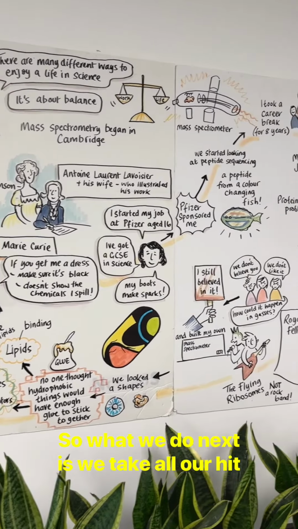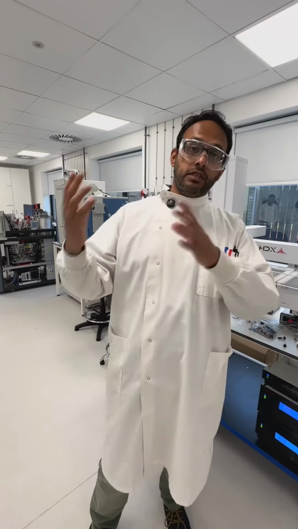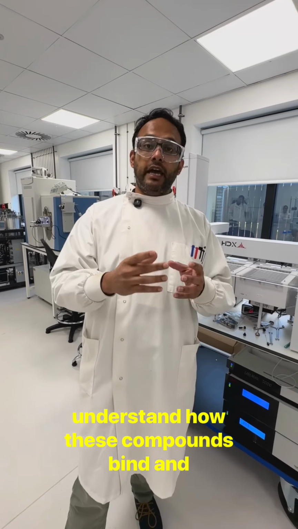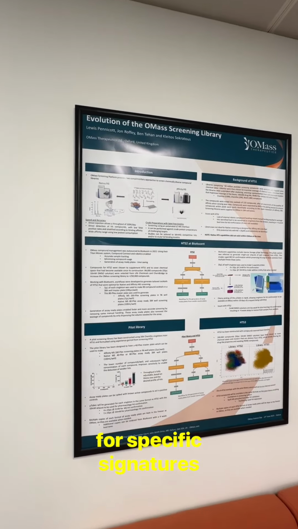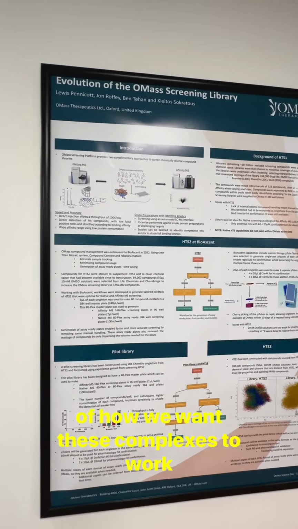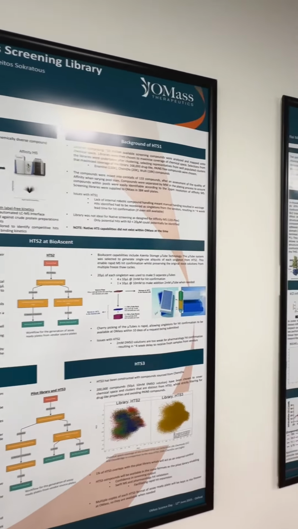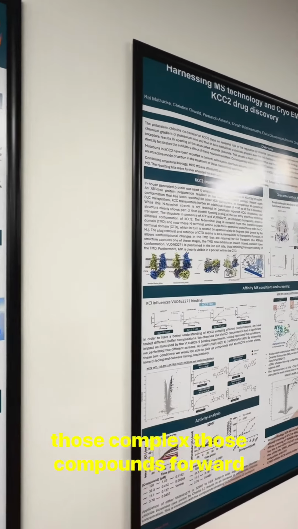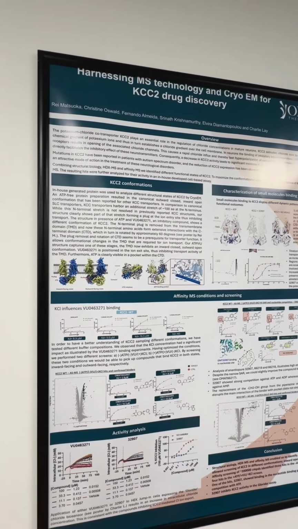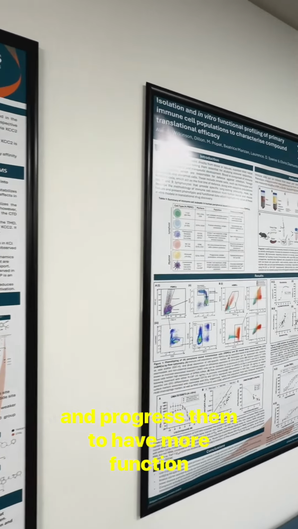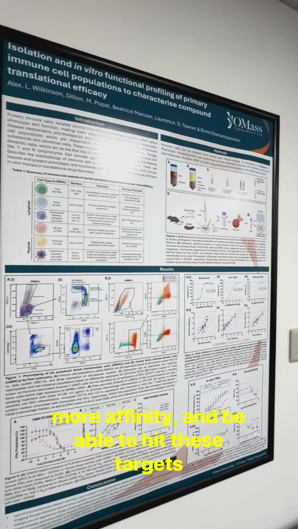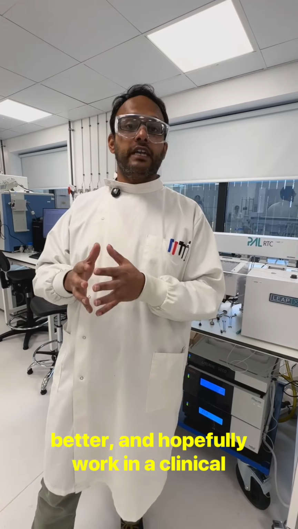So what we do next is we take all our hit compounds, throw them in this instrument, and understand how these compounds bind and how they influence these complexes, to look for specific signatures of how we want these complexes to work. And we take those compounds forward and progress them to have more function, more affinity, and be able to hit these targets better and hopefully work in a clinical setting.